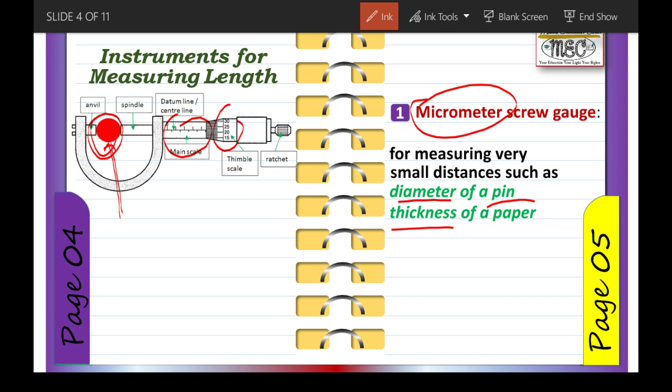Apart from this, objects that you can measure using the micrometer screw gauge, there are others. As you see, you can measure, for example, the diameter of a small grain, a soya grain, a bean grain. Or let's take, for example, the grain of rice. If you want to know the diameter of a grain of rice, you will use a micrometer screw gauge. It is very important here to know this. Let's continue with the next instrument.